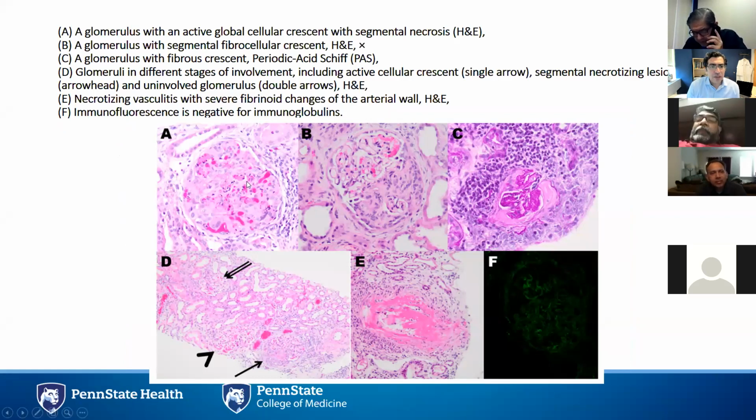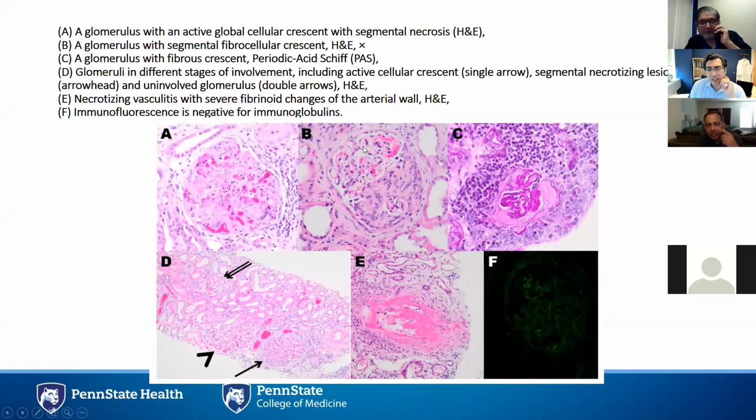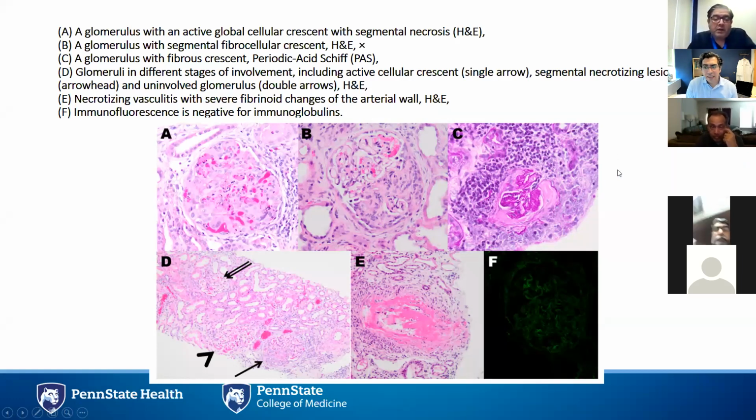In A, you see that there is an active global cellular crescent with segmental necrosis. So you can see that the crescent is really global. In B, there is this segmental fibrocellular crescent. I think this is the crescent, and this is your normal glomeruli, and you also see the fibrinoid necrosis. In C on this side, there is a fibrous crescent, this one. And I see that this one, and the cells have a lot of activity here too.